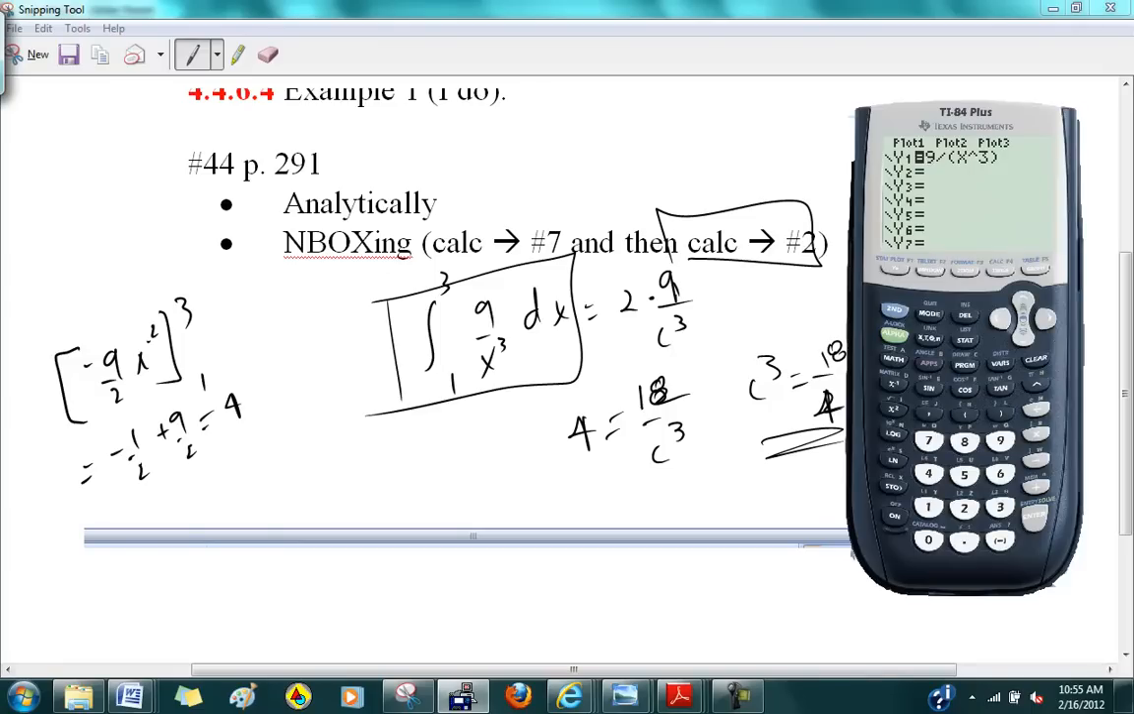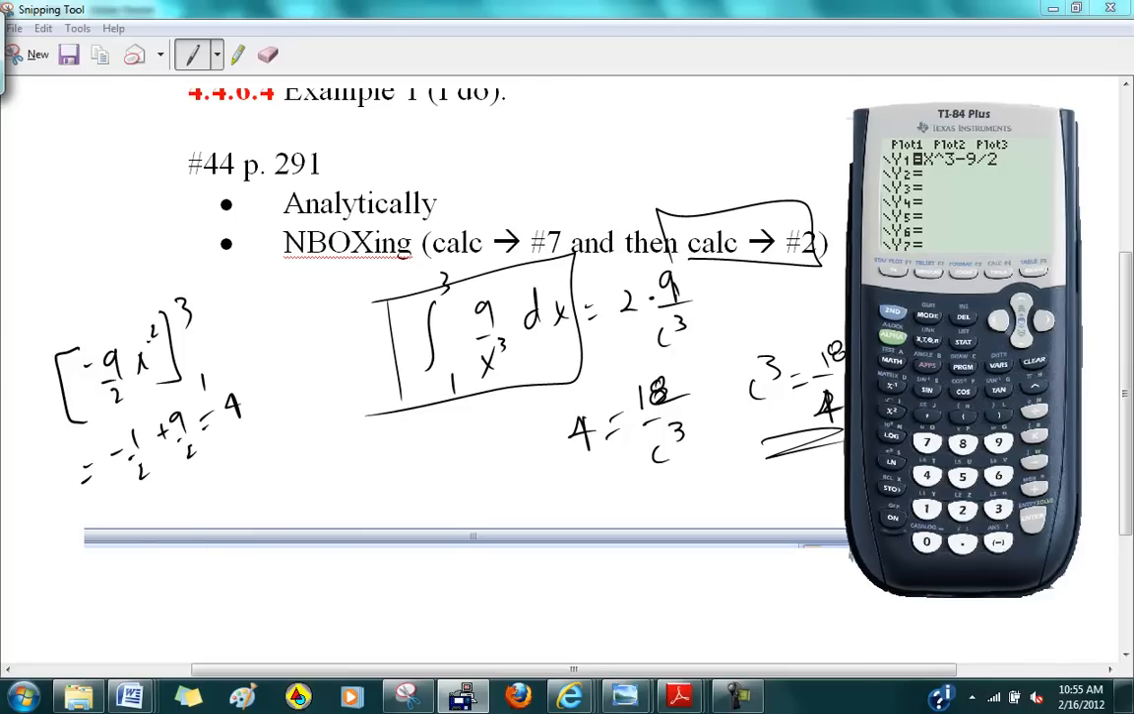Go back to clear this, and you've got x to the 3 minus 9 over 2. Graph that. Second calc, zero that, and bring it to the left of that intersection with the axis, and then to the right of the intersection of the axis there, and there it is, 1.6509. Okay, so that's what I'm asking you to do there.